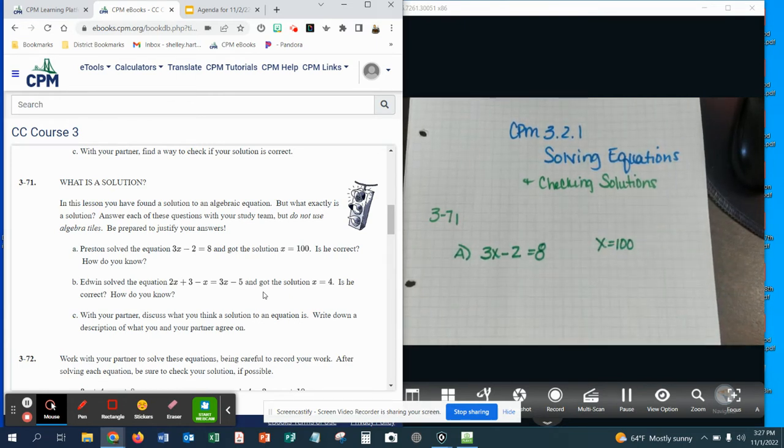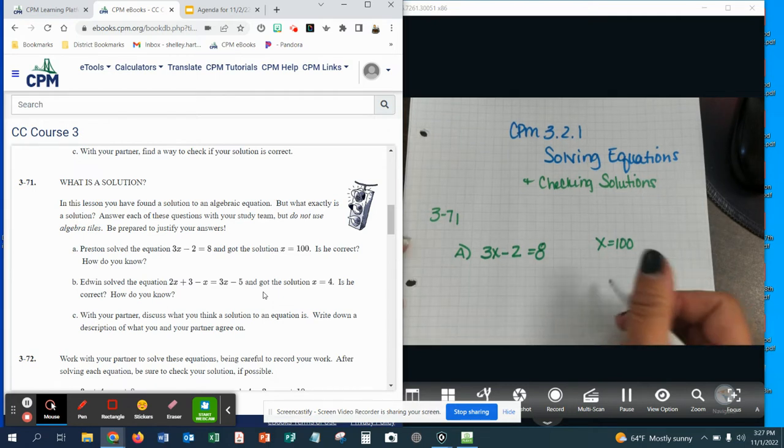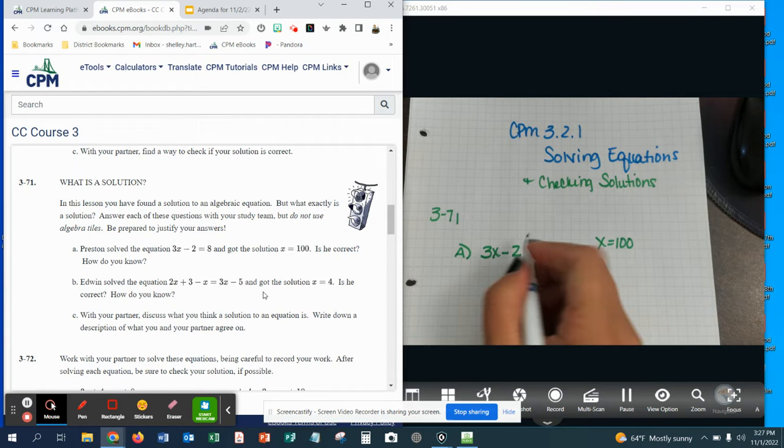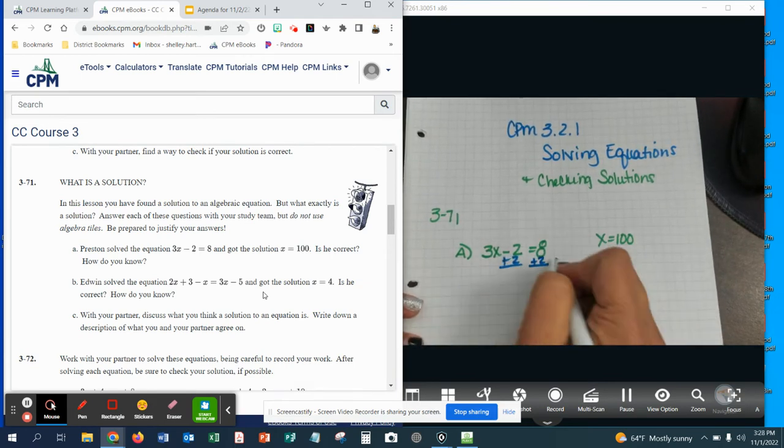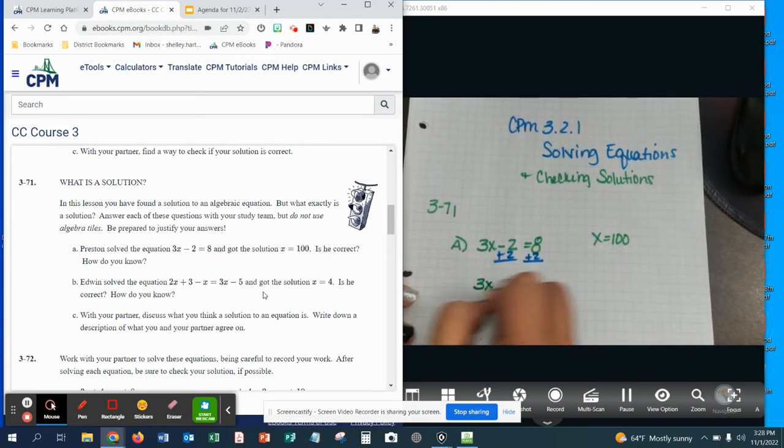Well, we could do one of two things. First, I'm going to solve it with you so we can get whatever we got, and then we'll put what this guy got over here. So I'm going to solve for x, and how I'm going to do that is I'm going to get rid of the constants by moving it over to the right. And now I've got 3x equals 10. I'm going to get rid of the coefficient by division, and now I have x equals 10/3. That is a long way from 100.